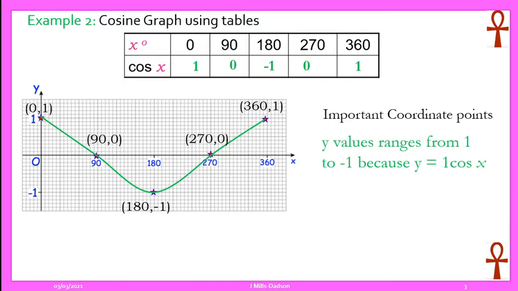Then we say the values are between 1 and -1, because y equals cos x is the same as y equals 1 cos x. The period is 360 also. Every 360 you have the shape of a cos graph, and so on. It continues also in the negative section. So this is the cos graph.